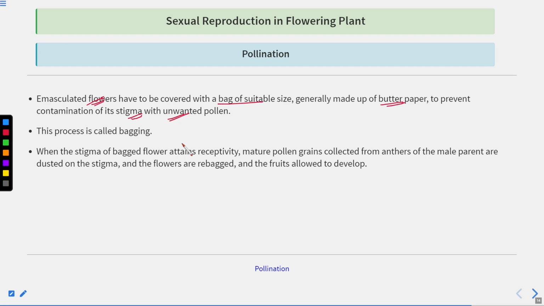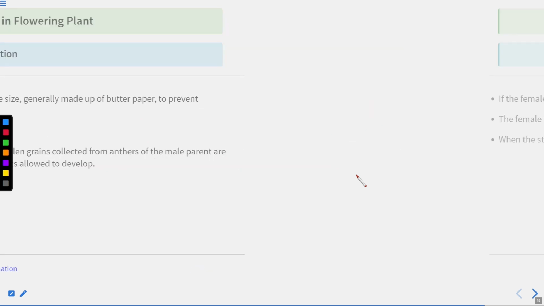Clear? This process is known as bagging, in which we use butter paper to bag the flower. When the stigma of the bagged flower attains receptivity, the mature pollen grains that contain all the desired characteristics or traits that we want, from the anthers of the male parent, are dusted on the stigma, and the flowers are rebagged and fruits are allowed to develop. This means fertilization will take place, and after fertilization, you will get the seeds as well as the fruits.